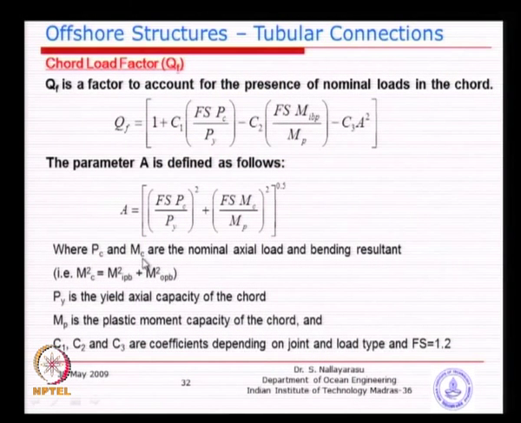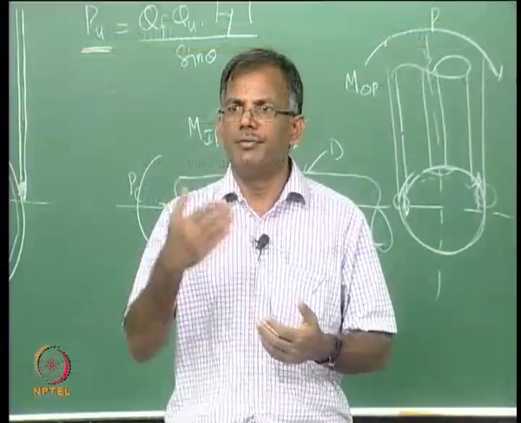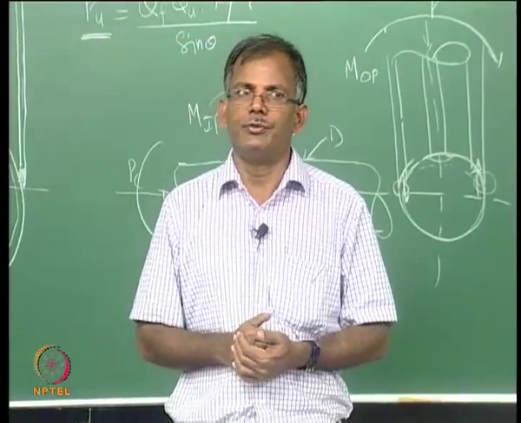So PC and MC are the nominal axial load and bending moment resultant. Basically the resultant is, we have two moments, no, in-plane moment and out-of-plane moment, that this chord can carry, and just SRSS, the square root of the sum of squares of both components. So you can get it. Py is the yield axial capacity of the chord. What is yield axial capacity? I think we have discussed it in a few classes before.